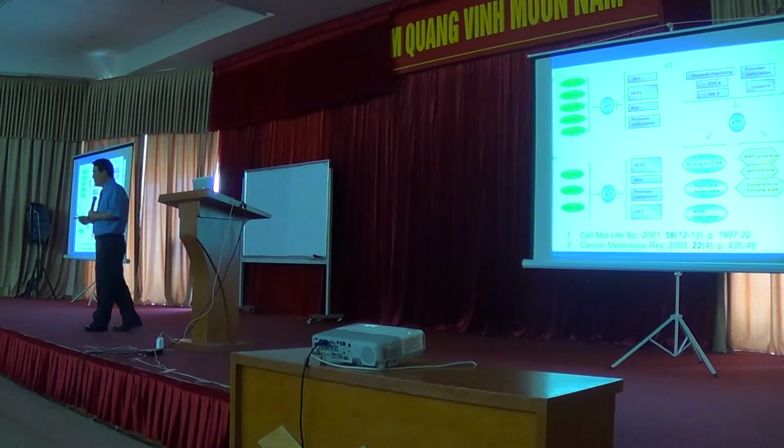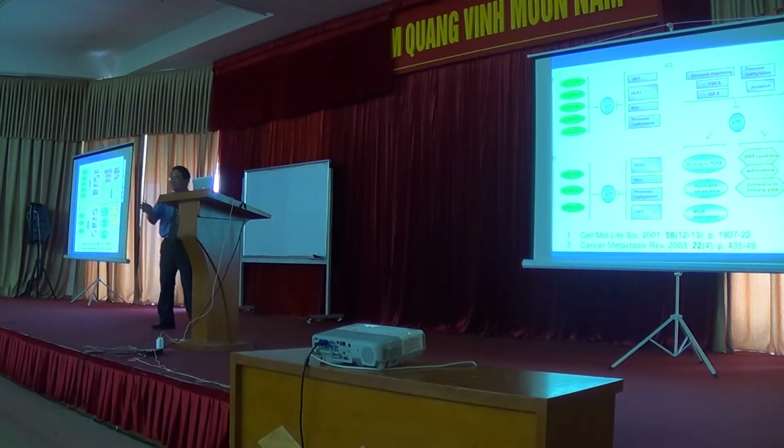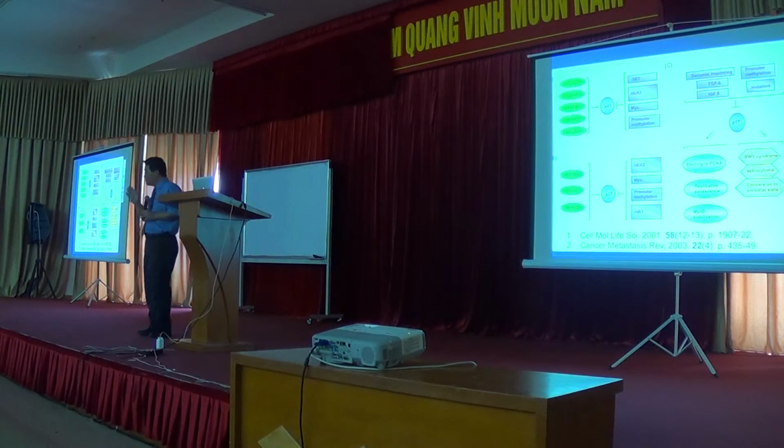p57 is the one only expressed from our mother's side. Father's side usually do not express. Okay? So this makes the p57 very vulnerable.